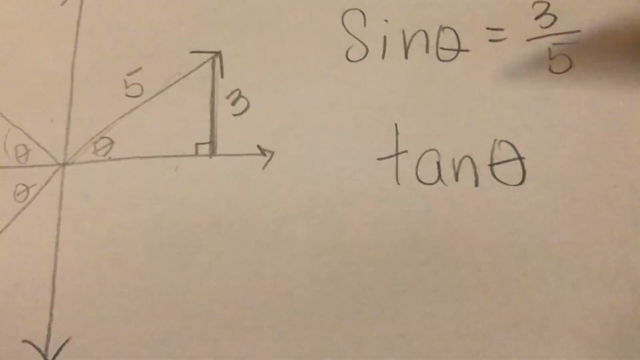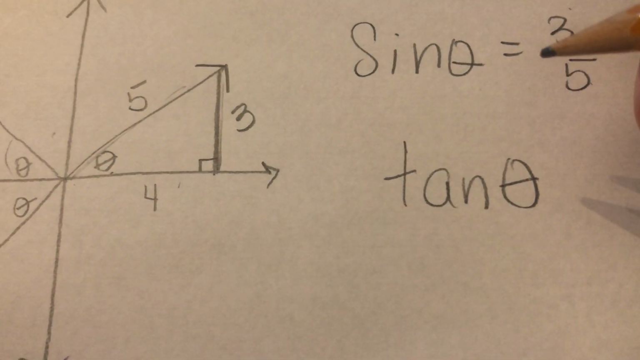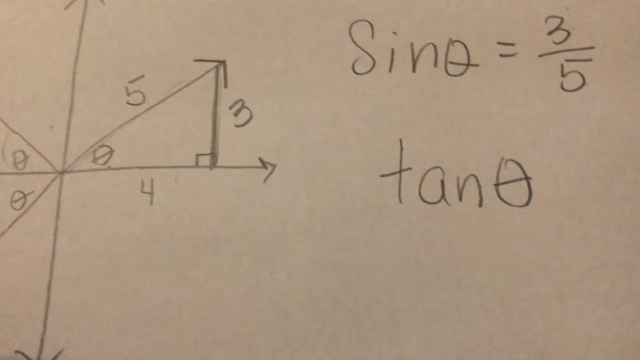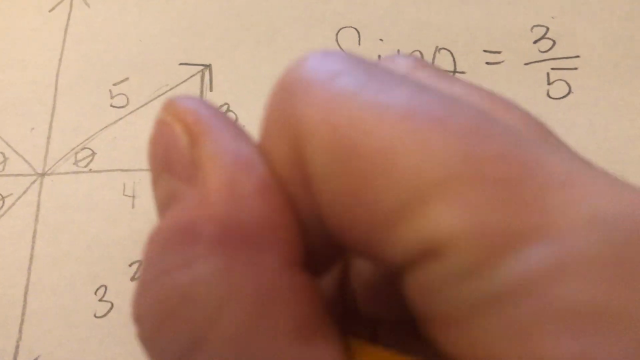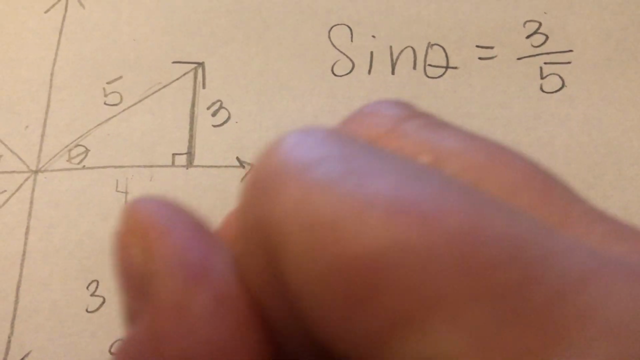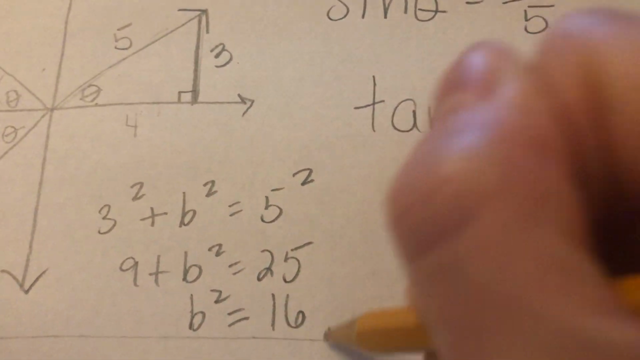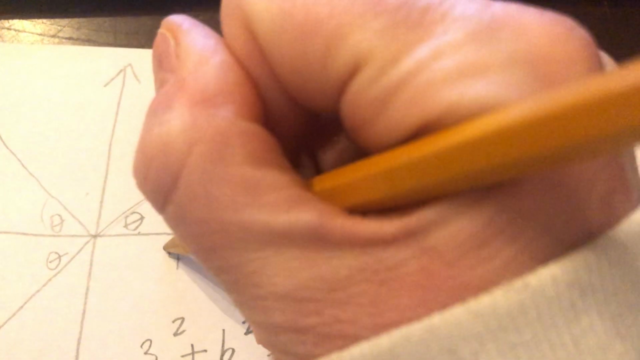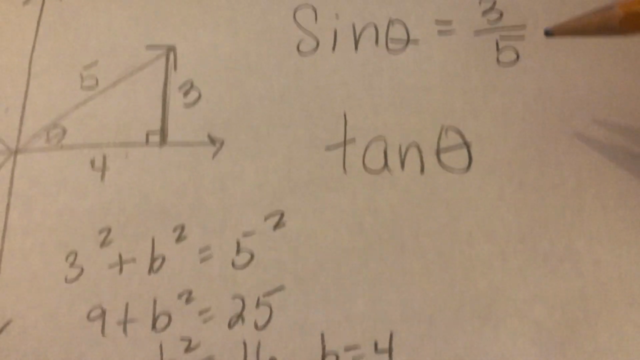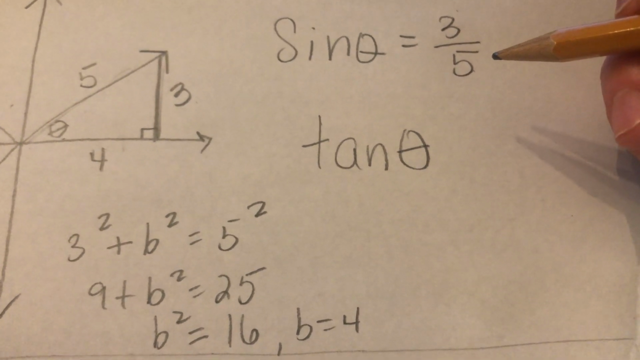So I need to find this missing leg. I could use the Pythagorean theorem. Or if you noticed, this is a special 3, 4, 5 triangle, right? If you didn't know that, you would use the Pythagorean theorem. So if I didn't have this here, I would do 3 squared plus b squared equals 5 squared, right? So that's 9 plus b squared equals 25. b squared equals 16, so b is 4, right? So this is b. If you have to use the Pythagorean theorem, use it, which most of the time you will have to, unless you know the triangle.